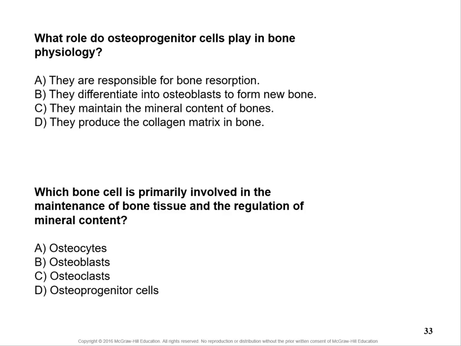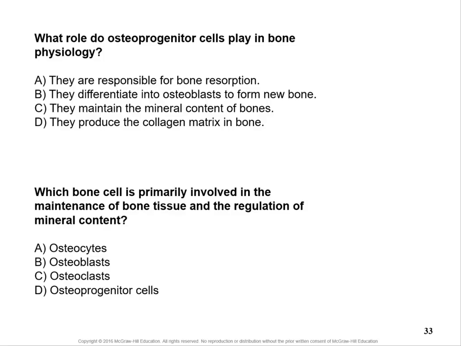Okay, so a couple questions here. What role do osteoprogenitor cells play in bone physiology? A, they are responsible for bone resorption. No, that's osteoclasts. B, they differentiate into osteoblasts to form new bone. Yes, that is true. Osteoprogenitor cells differentiate into osteoblasts, which then go on to form new bone. C, they maintain the mineral content of bones. No, that's going to be osteocytes that maintain the bone.